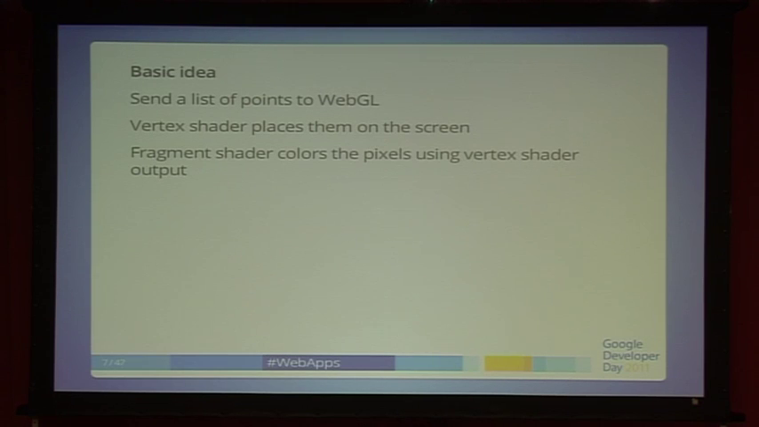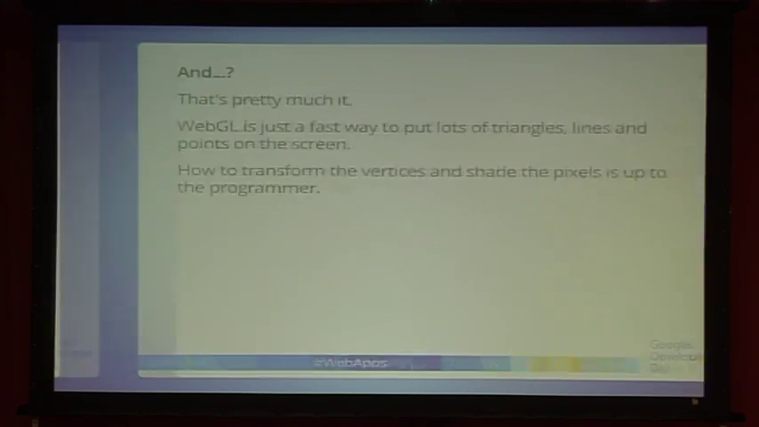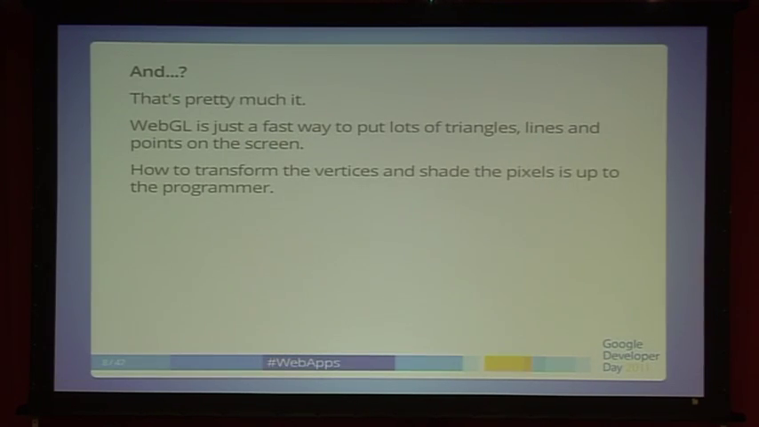And then you have another small program running on the graphics processor going through each of the pixels in this triangle that you created. Basically, it just computes the color for that. So you've got the vertex shader, you've got the fragment shader, and then you've got the list of points, and that's WebGL in a nutshell. It's just a fast way of putting triangles, lines, or points on the screen. And what you actually do with them is up to the programmer.